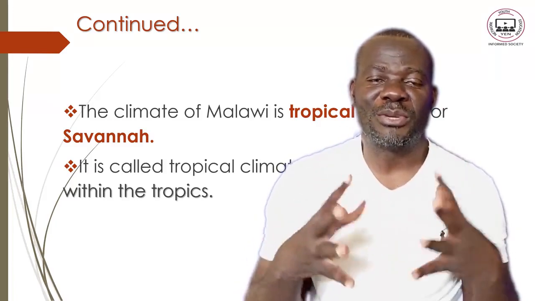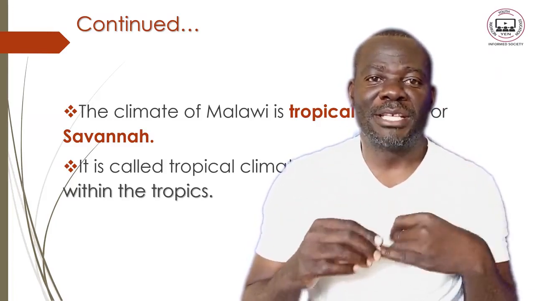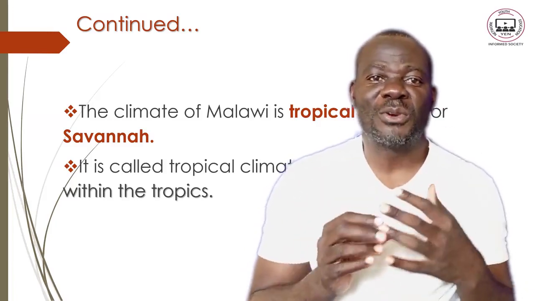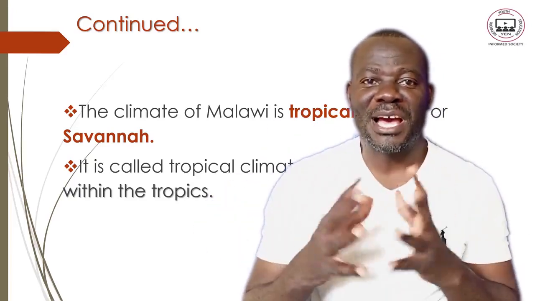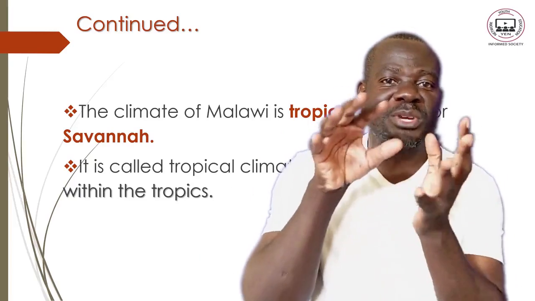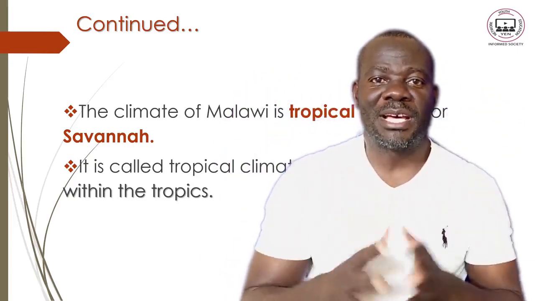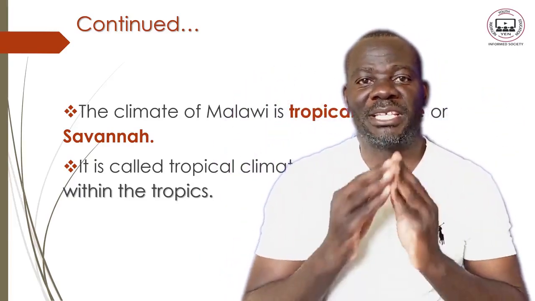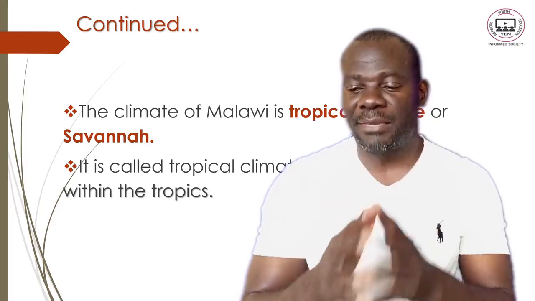Remember the Tropic of Cancer, the Tropic of Capricorn, the equator. All those are what we call the tropics. So Malawi is within the tropics. Because of that, the weather of Malawi is called tropical climate.